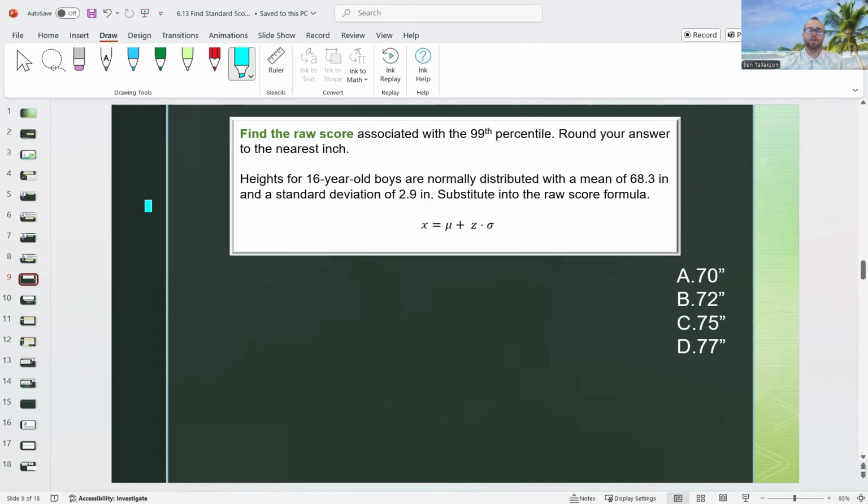Let's do it. Find the raw score associated with the 99th percentile. Round your answer to the nearest inch. Heights for 16-year-old boys are normally distributed with a mean of 68.3 inches and a standard deviation of 2.9 inches. Substitute into the raw score formula. There's your raw score formula once again. And now it's time to solve.